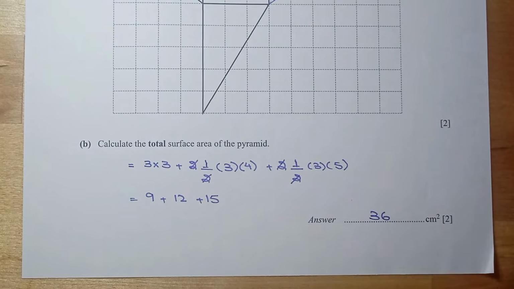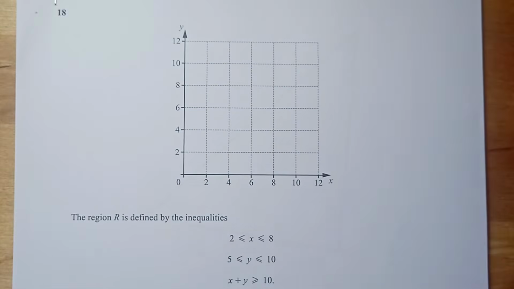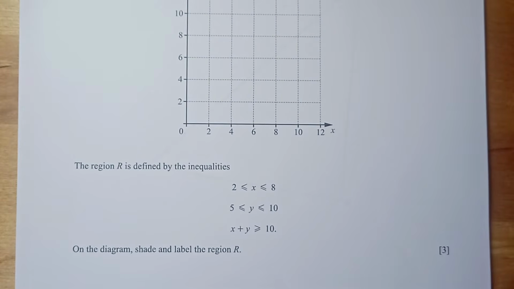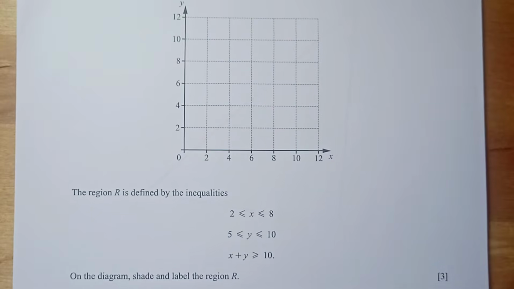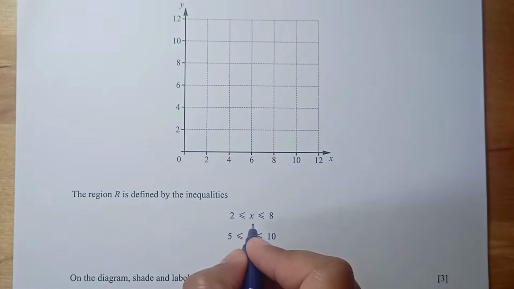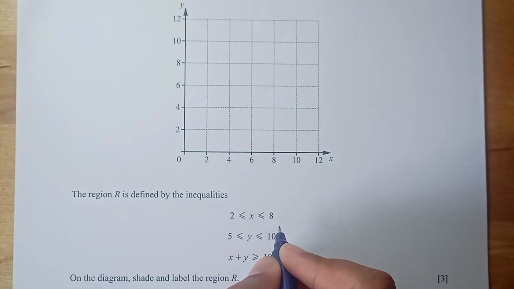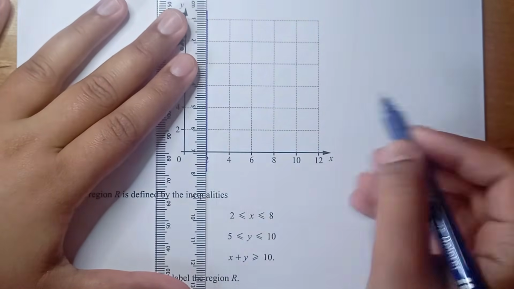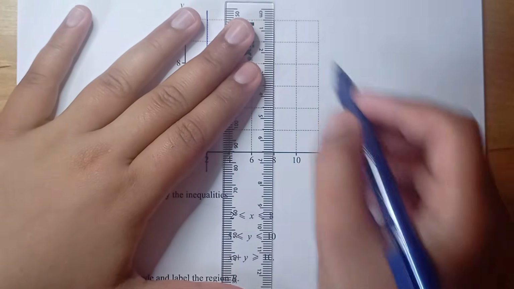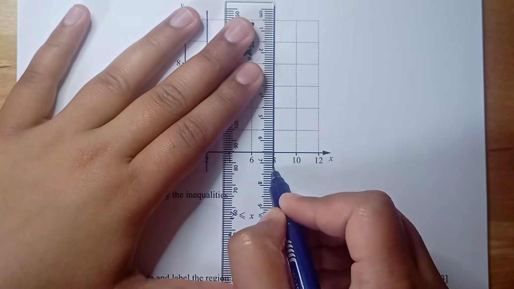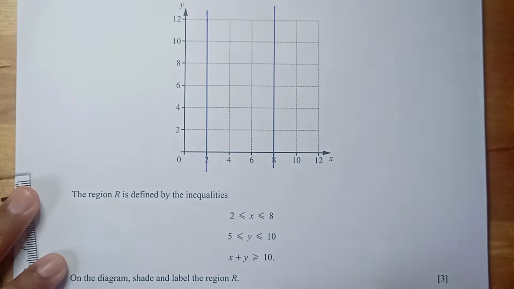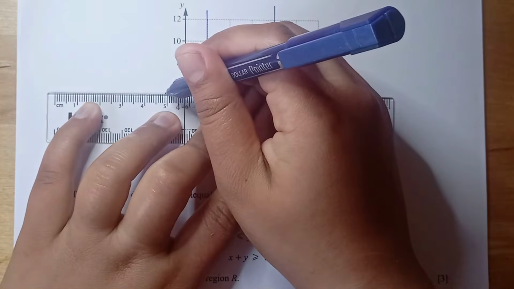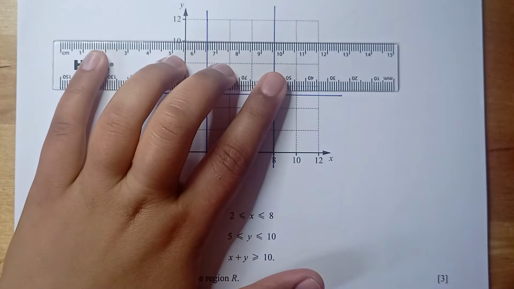So 36 centimeters squared. Number 18, the region R is defined by the inequalities. On the diagram, shade and label the region R. Okay, so the first inequality is x is between 2 and 8. So if I draw x equals 2, this straight line, and x equals 8, this straight line, right? Okay, then y is between 5 and 10. So y is 5 in the middle of 4 and 6, and y is 10.